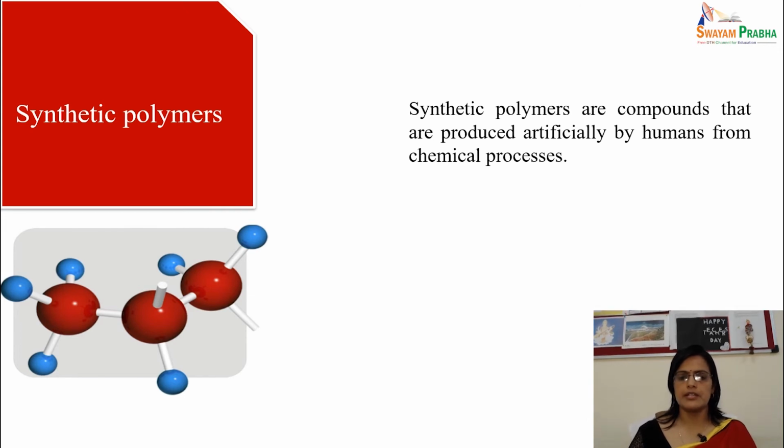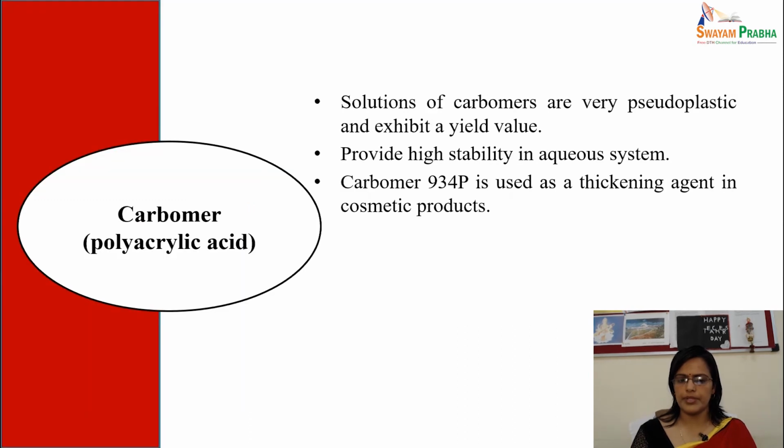Synthetic polymers. Synthetic polymers are compounds that are produced artificially by humans through chemical processes. Okay, some chemical interventions are there. I told you earlier also, synthetic means some chemical reaction exists, so with the help of chemical reactions they are synthesized. Carbomer, polyacrylic acid. Solutions of carbomers are very pseudoplastic, exhibit yield value, and provide high stability in aqueous systems. Carbomer 934P is an example, which is used as a thickening agent in cosmetic products.